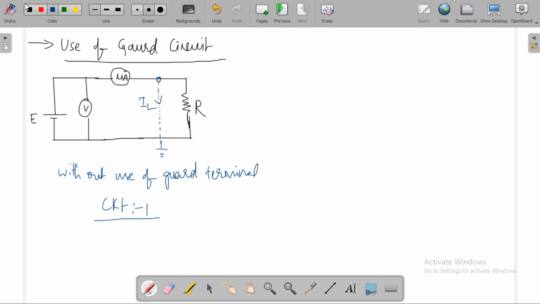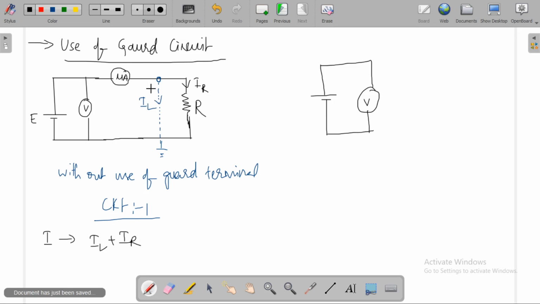Coming to circuit 2, if I use the guard terminal, what will happen? Here this microammeter measures the current flowing through this, which is IR or IV. So the ammeter measures IL plus IR. It also measures the leakage current. This is the leakage path.